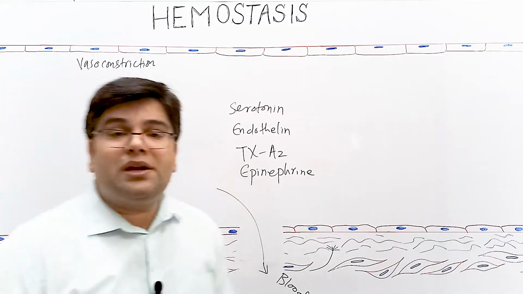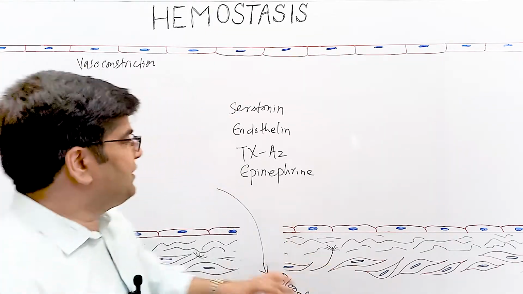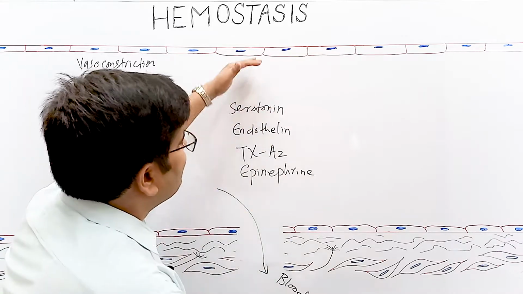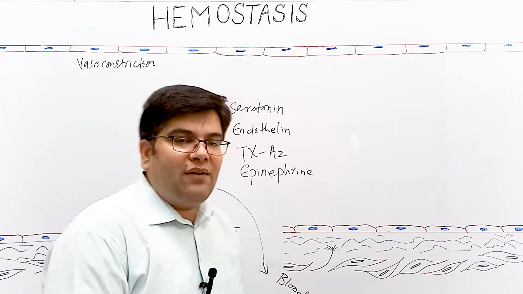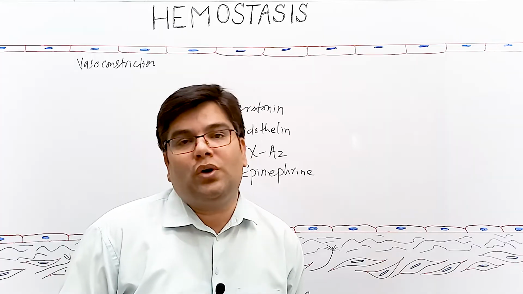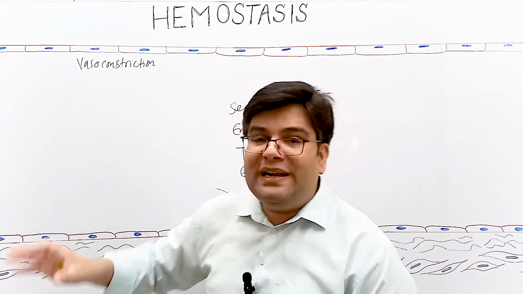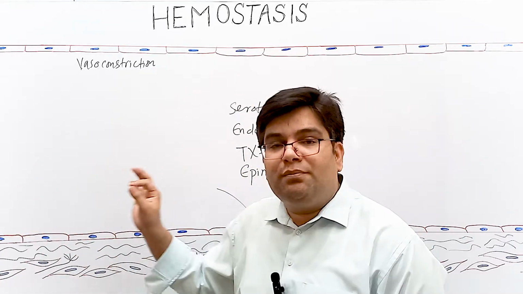Serotonin and thromboxane A2 are released from the platelets. Endothelin is released from the damaged endothelium, and all these factors cause vasoconstriction. The purpose of this vasoconstriction is to decrease the vascular diameter, decrease the blood flow and decrease the bleeding so that enough time can be given for the platelet plug formation and blood clotting to occur. This vasoconstriction alone cannot completely stop the bleeding after damage to the vessel, but it can reduce bleeding.